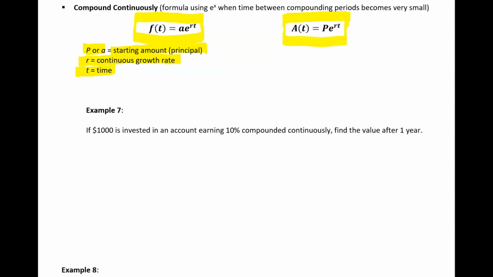It says if $1,000 is invested in an account earning 10% compounded continuously, there's your keyword right there, continuously, find the value after 1 year. So the first thing I'm going to do is write my equation. I'm going to say f of t is equal to A e to the rt. I'm going to identify my variables. It says 1,000 is invested, so that's my A.